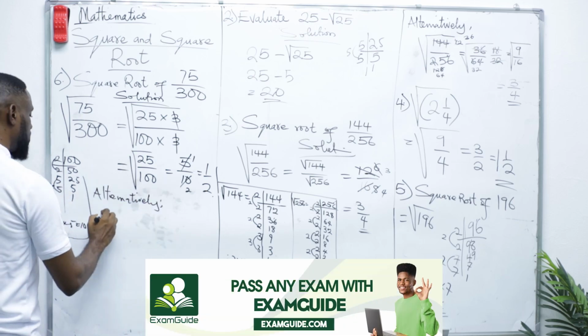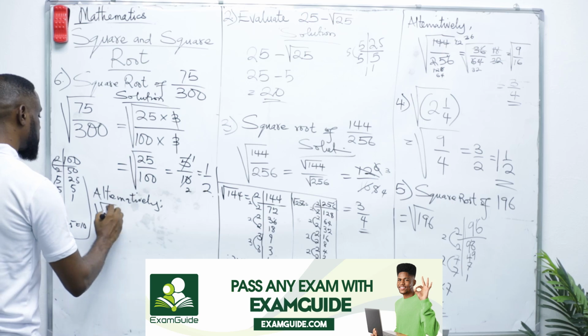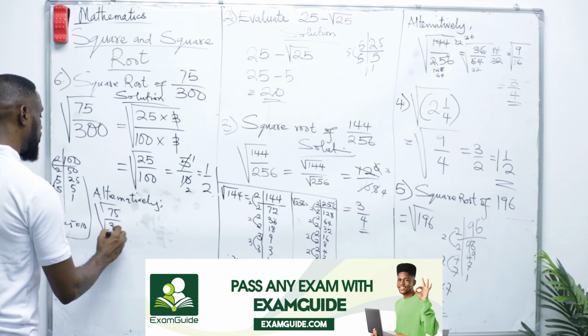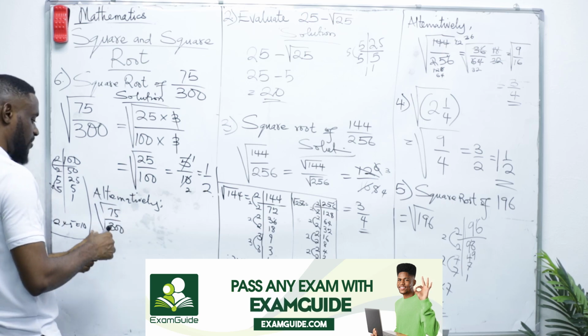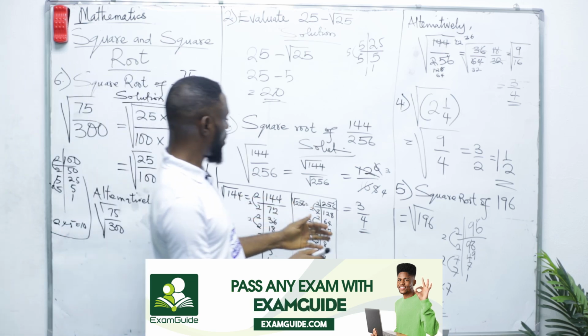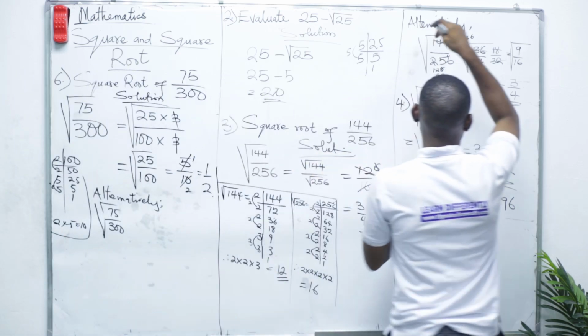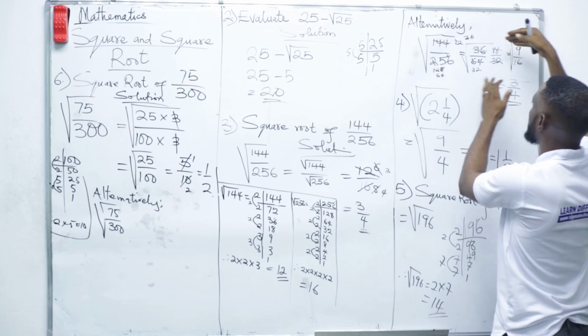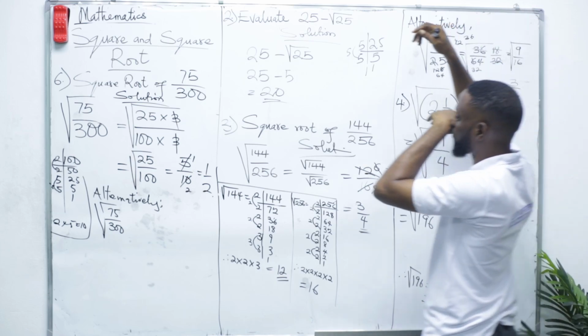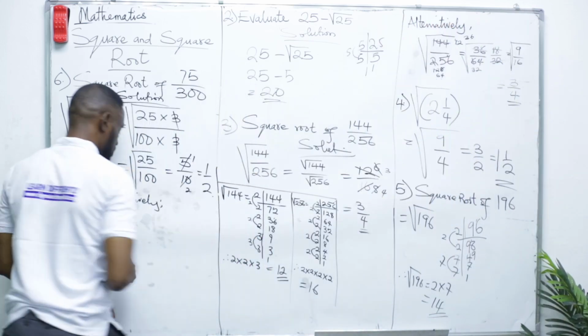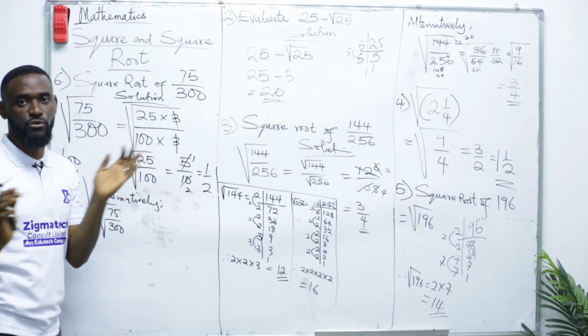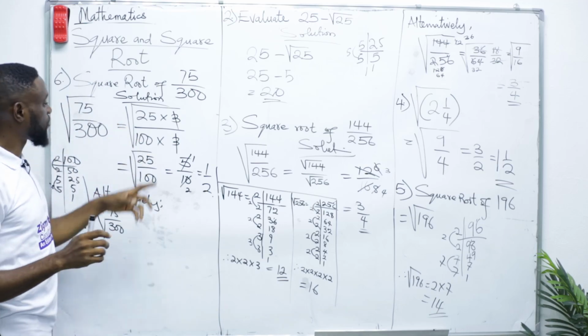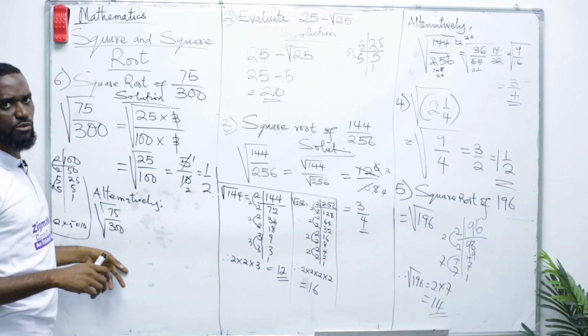we can have this square root of 75 all over 300, the reducing term. You know, there is what we did here where we had to reduce to the least term, then look for the square root. All right, we can do that here. Look at this now. So whichever one that is easy for you, apply it, all right? So if you don't want to use this method, you can use the method I want to also talk about now.